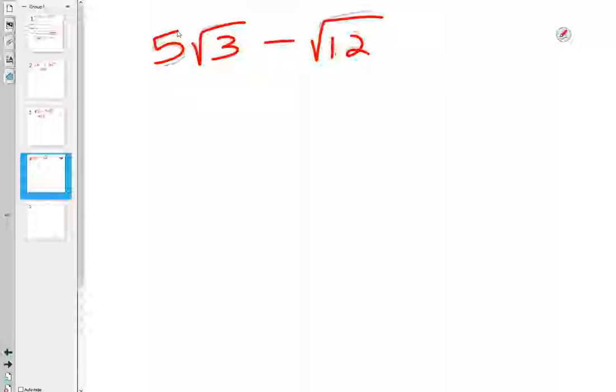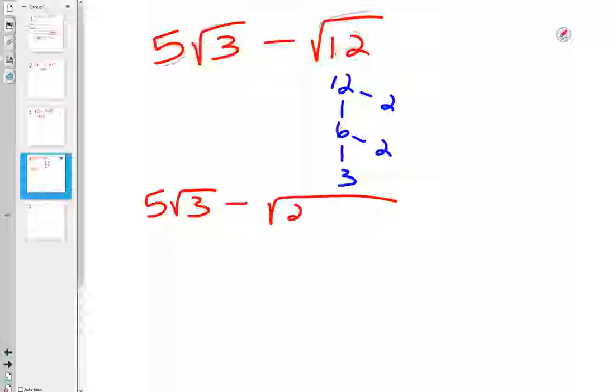Can I do anything with a 3? No. Why not? It's prime. But the 12 I can maybe simplify. So when I simplify, this is what we did 2 classes ago. So we get 5 square root of 3 minus square root of 2 times 2 times 3.